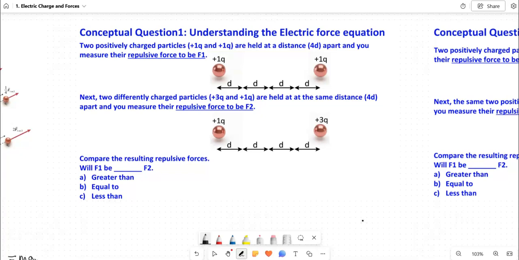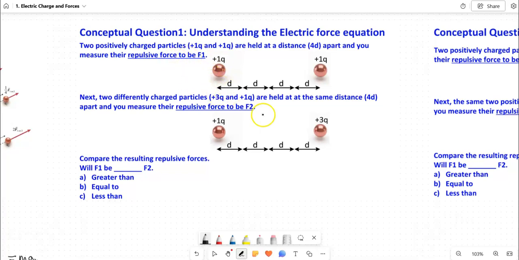Okay? So, conceptual question number 1. Two positively charged particles, you have a positive 1q and a positive 1q. They're a distance 4d apart. And they're going to be repelling each other. And we're going to measure that repulsion as F1. Okay, so whatever that force is F1.